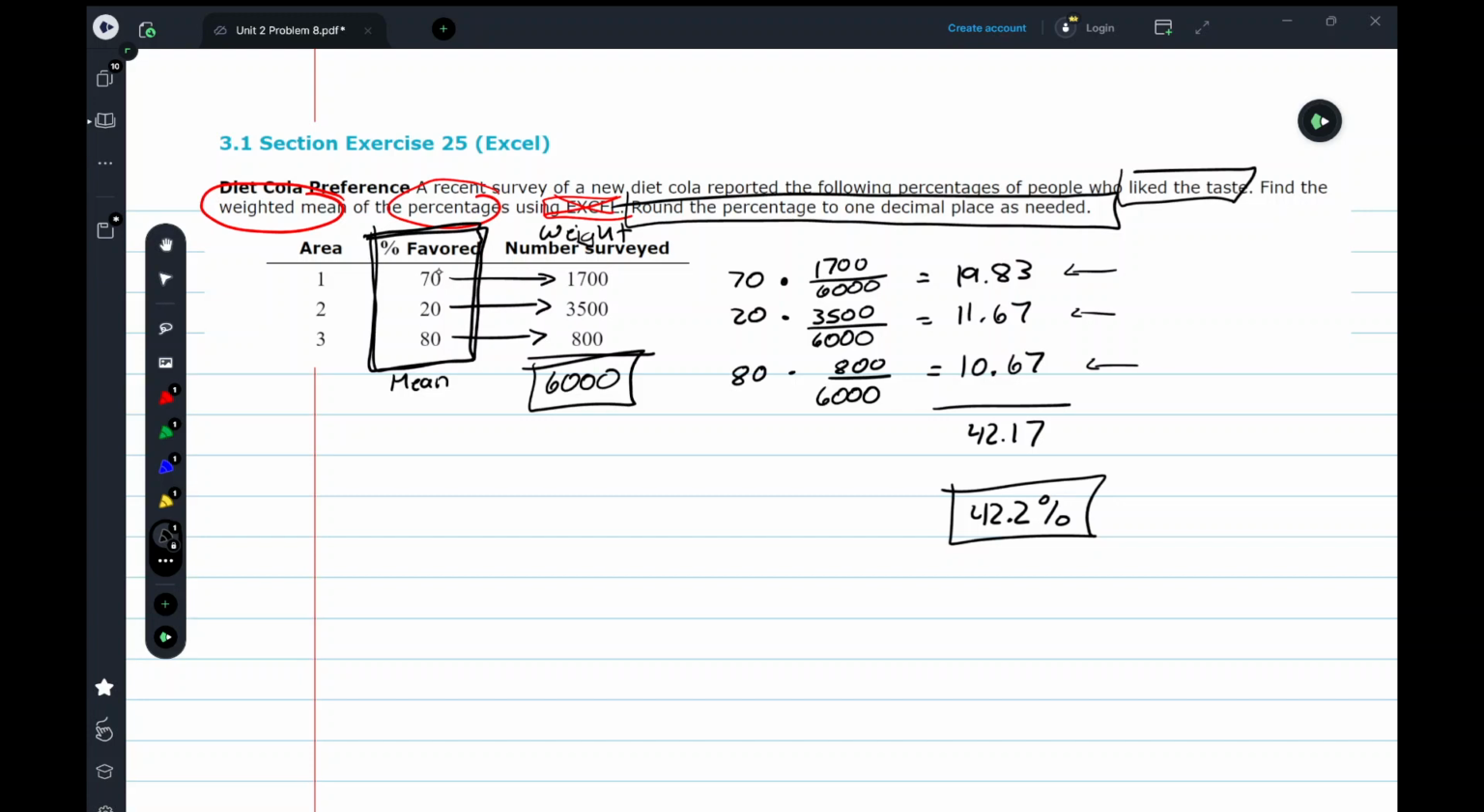It takes into account the people that had 70%. That 70% of the 1,700 favored it, 20% of the 3,500 favored it, and 80% of the 800 favored it. Weighting that with the amount surveyed in each of those areas produces this as the overall average.